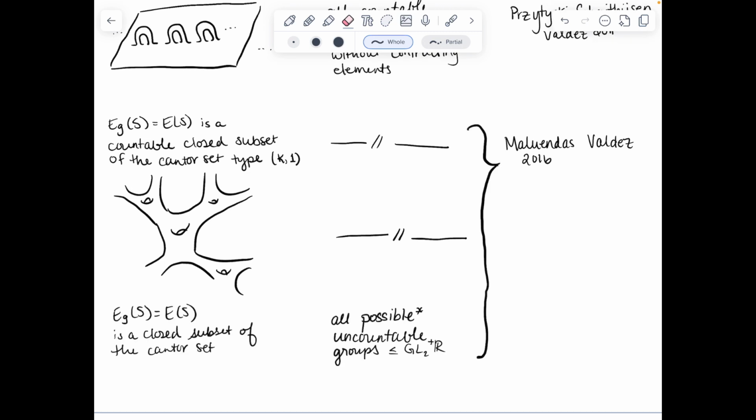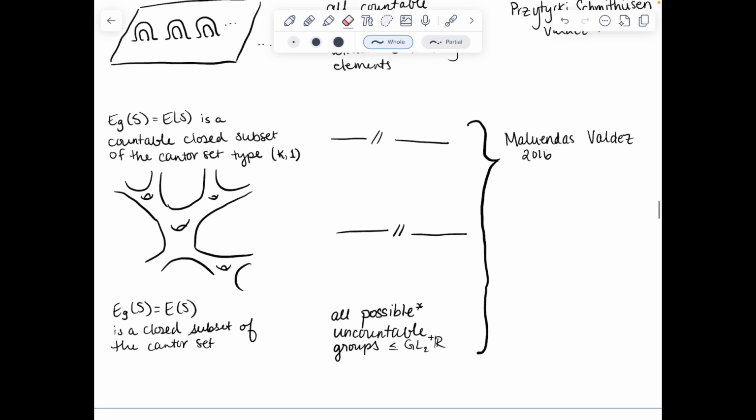Finally, they investigated what uncountable groups are realizable. In 2011, it was shown that only a few uncountable groups are possible as Veech groups for any tame flat surface. And what Maluenda and Valdez showed in 2016 is that as long as every end is accumulated by genus, all these possibilities are realized. These are such beautiful results that you might be thinking, what's left? Maybe we found all the Veech groups that are realized. But actually, we haven't considered surfaces whose end space is not of type K1 and what countable groups are realized there. And actually, that is not an easy question.